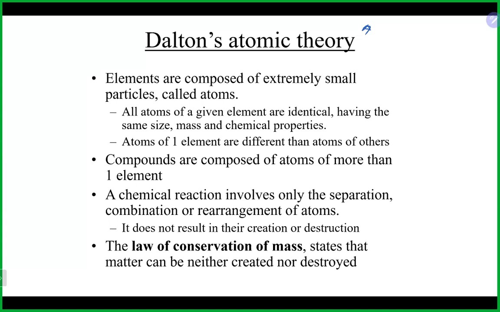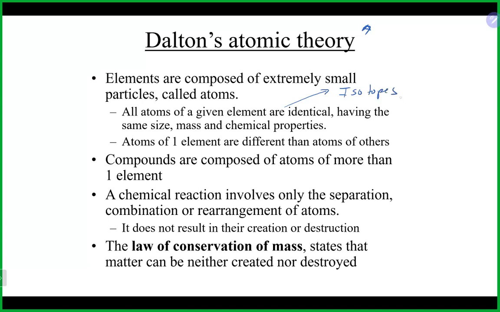Now, in terms of what's correct and what's not correct, there are a couple of things here that are not so correct. The first is the idea that all atoms of the same element are identical to each other, meaning they have the same size, the same mass, and chemical properties. This was later disproven with the discovery of something we'll talk about in this chapter, which are known as isotopes.